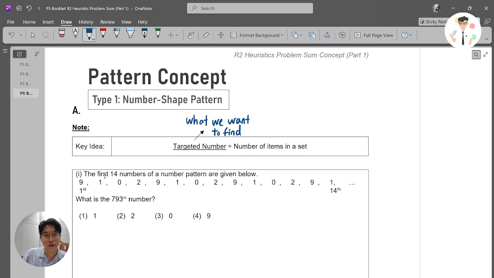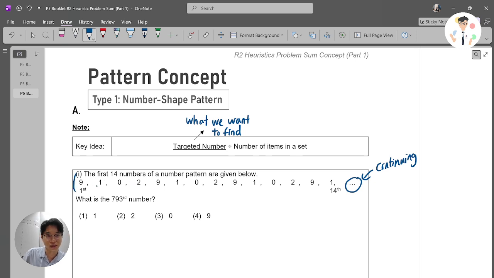So here it says what? The first 14 numbers of a number pattern are given below. So as you can see, this is actually a number pattern here. So 9102, 9102, 9102, 91, and dot, dot, dot. Dot, dot, dot basically means that it is actually continuing without ending. Okay? Now, what is actually being repeated all the time here?